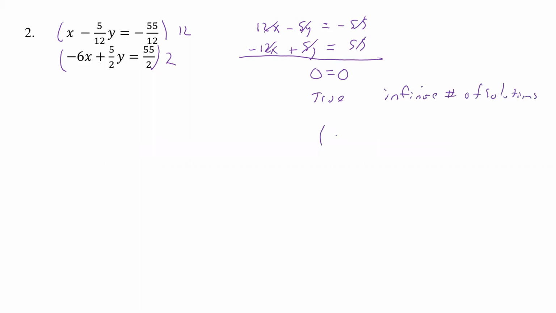And remember, when we do that, we want to have x comma and then whatever y is equal to. So we have to solve one of these for y. Let's solve the second one. So let's say we have negative 6x plus 5 over 2y equals 55 over 2. And so we'll add 6x.